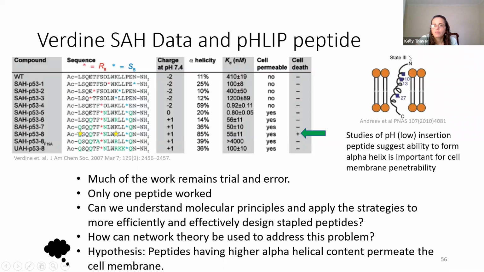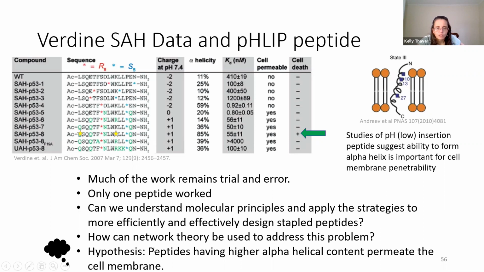This is a diagram of a peptide going across the membrane, and this highlights some of the problems that we still have. Much of the work is going to be trial and error, so we don't actually know the rules about how this is going to happen. Only one of the peptides works, and we can understand molecular principles only if we understand how they actually operate.